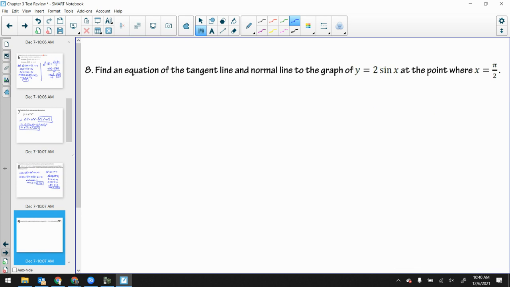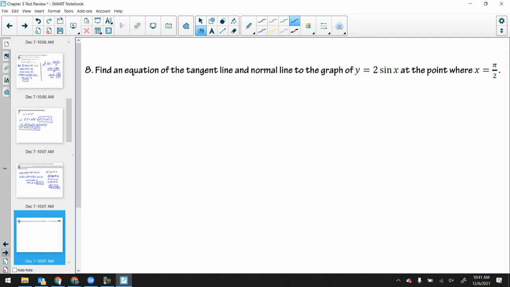Find the equation of the tangent line and normal line. We know what the equation of a tangent line is, but what is the equation of a normal line? Anybody remember? Opposite reciprocal slope. Yeah, it's the perpendicular line. It's the opposite reciprocal slope line to that point.